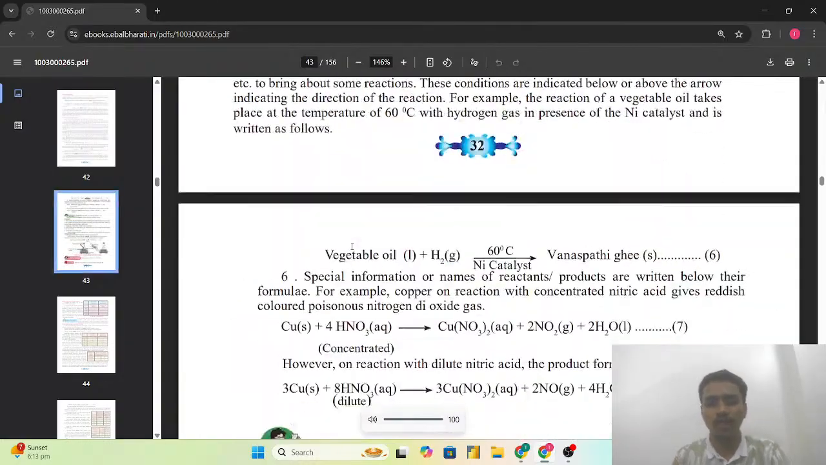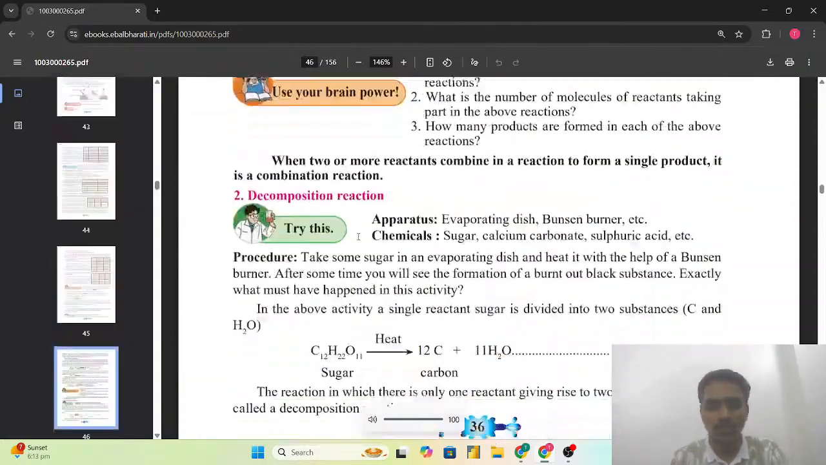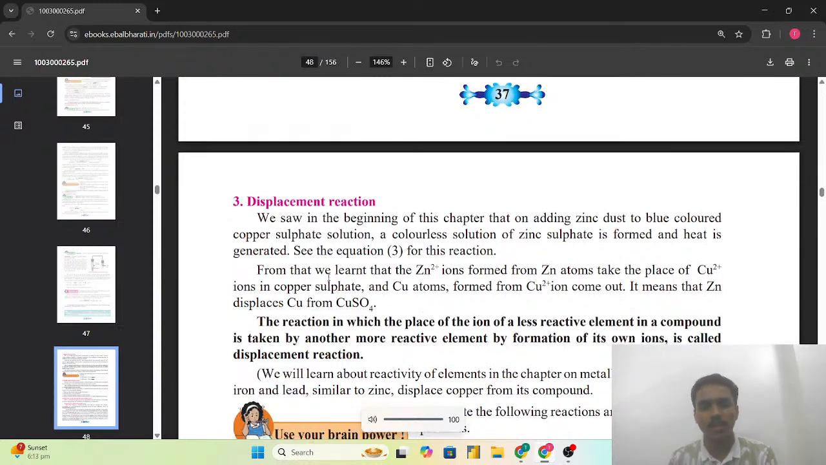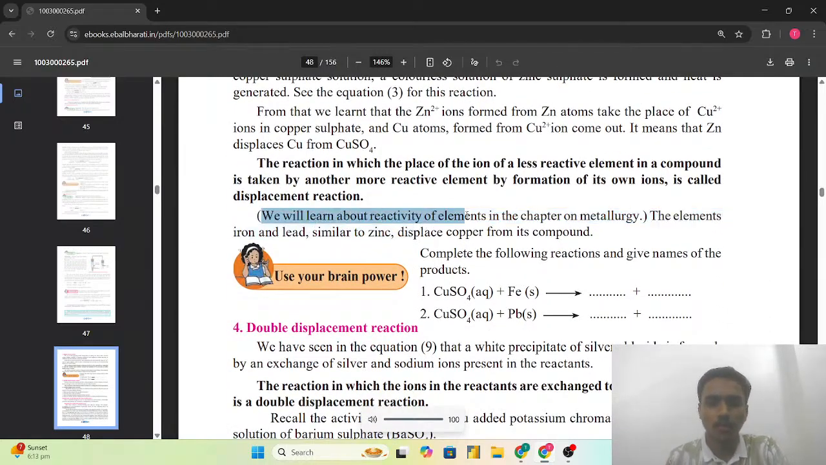And Cu gets separated. So here we have seen what a displacement reaction is: when a less reactive element in a compound is taken place by another, more reactive element by formation of its own ion, that type of reaction is called a displacement reaction. We will learn about the reactivity of the elements in the chapter on metallurgy, where we are going to see the chart of the reactivity of various different metals.